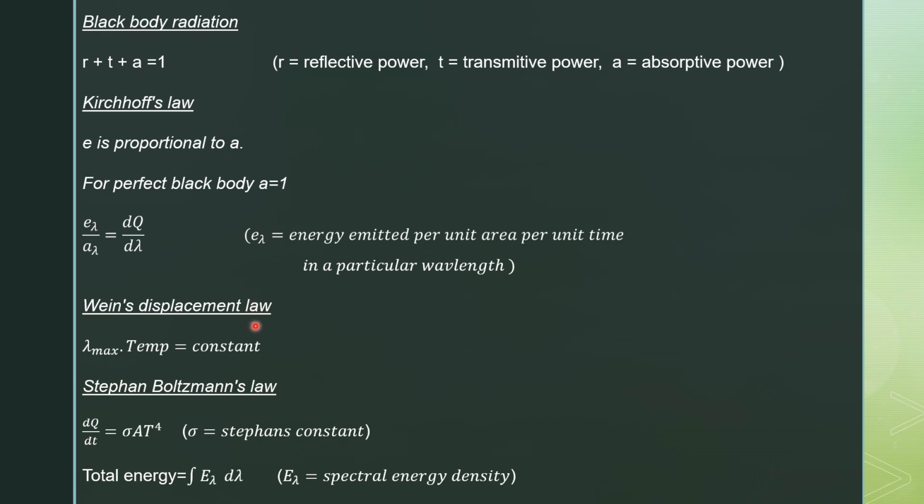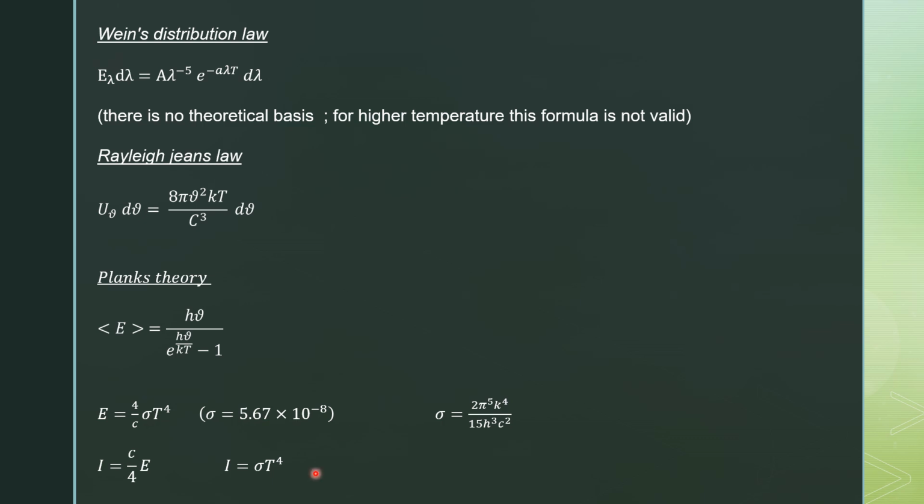So let's come to Wien's displacement law, that says that lambda max into temperature is constant. Then Stefan Boltzmann's law, that is dQ by dt is equal to sigma A into T to the power 4, where sigma is the Stefan's constant. Then our total energy can be written as the integration of E lambda d lambda. And here E lambda is the spectral energy density. Then Wien's distribution law, that is E lambda d lambda is equal to A lambda to the power minus 5 e to the power minus a by lambda T d lambda. There is no theoretical basis, so for higher temperature, this formula is not valid.